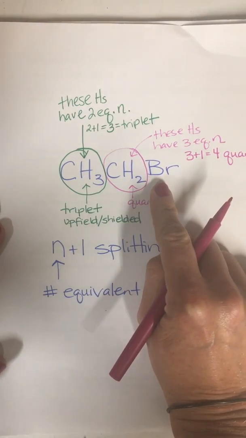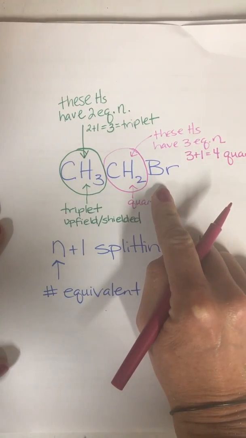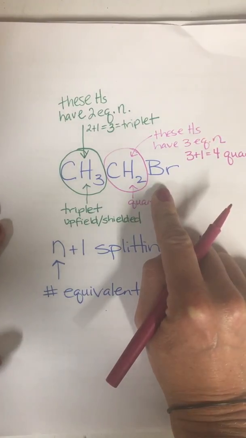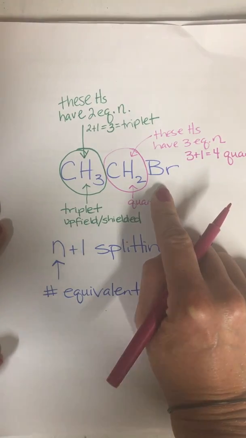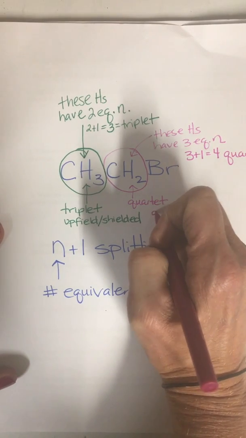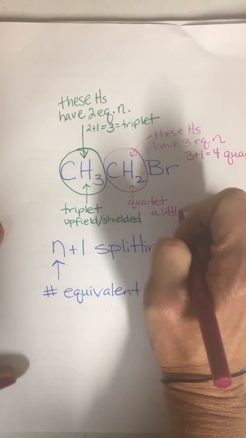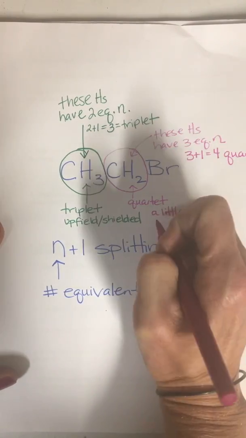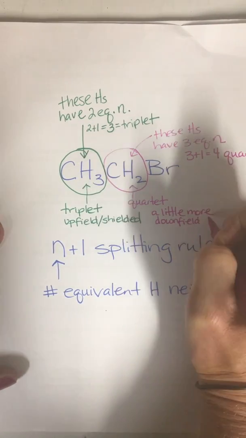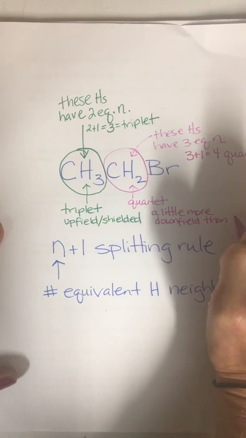Bromine's not extremely electronegative. If you look at your chemical shift chart, it's somewhere in that whole halogen region, maybe around 3-4 parts per million, right in that middle section there. So I'm just going to say a little more downfield. And then your triplet.